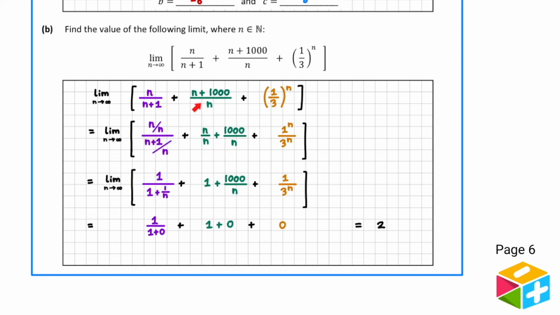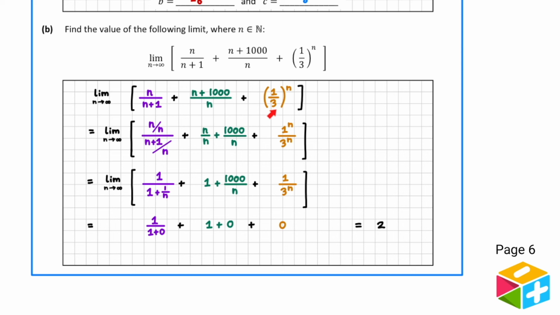Next, let's look at the n plus 1000 over n term. We can split up this fraction by distributing the n beneath the line. This gives us n over n plus 1000 over n. We can simplify a bit here. n over n is equal to 1.